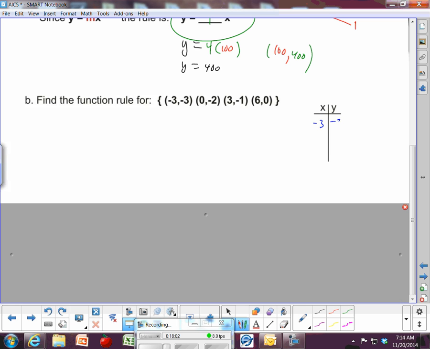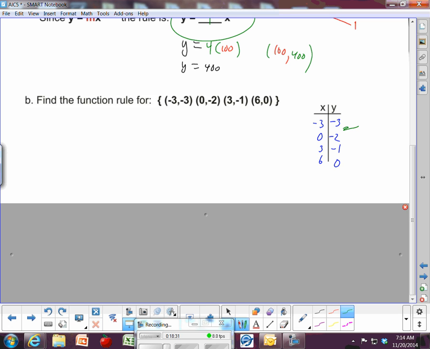-3, -3. 0, -2. 3, -1. 6, 0. All right. We're going to list the abscissas and ordinates in an XY chart. What do you do next? Analyze the gaps. What gap are you going to analyze first? The domain or the range? All right. And hopefully you are going to do the range.